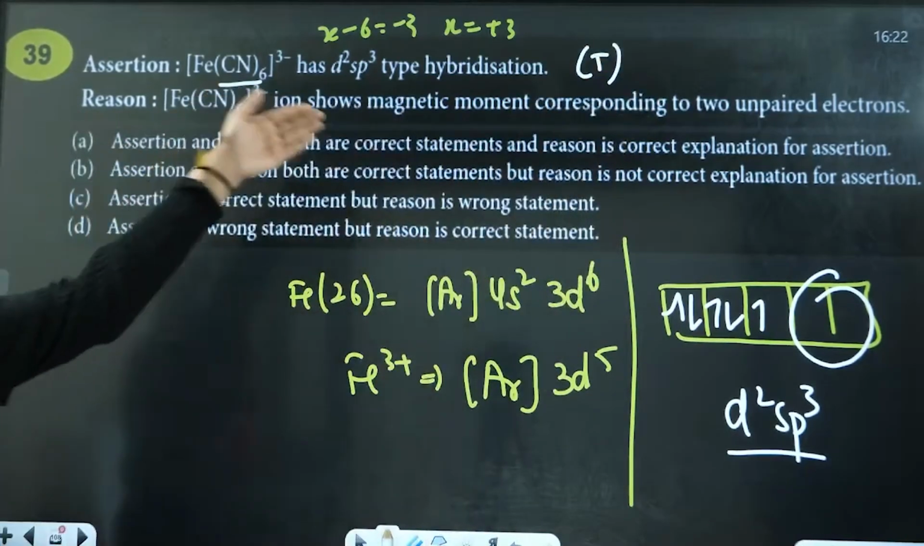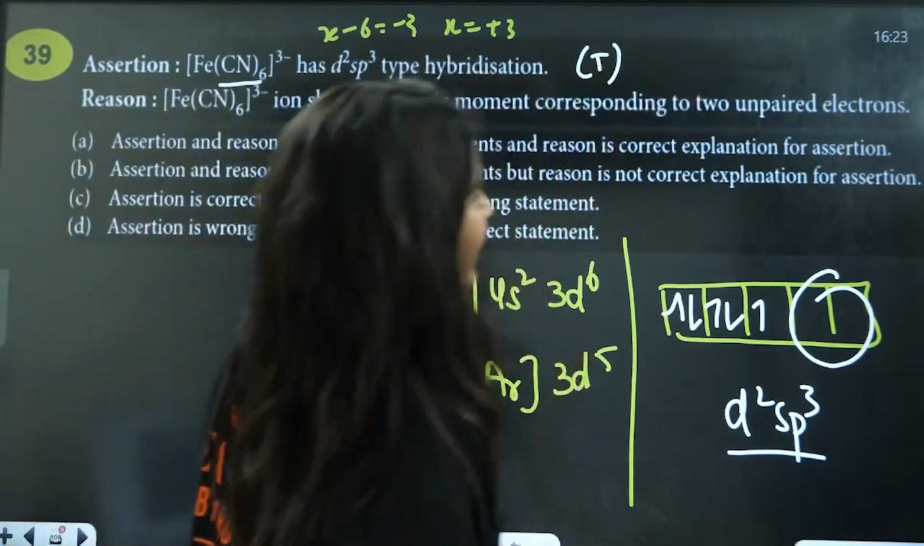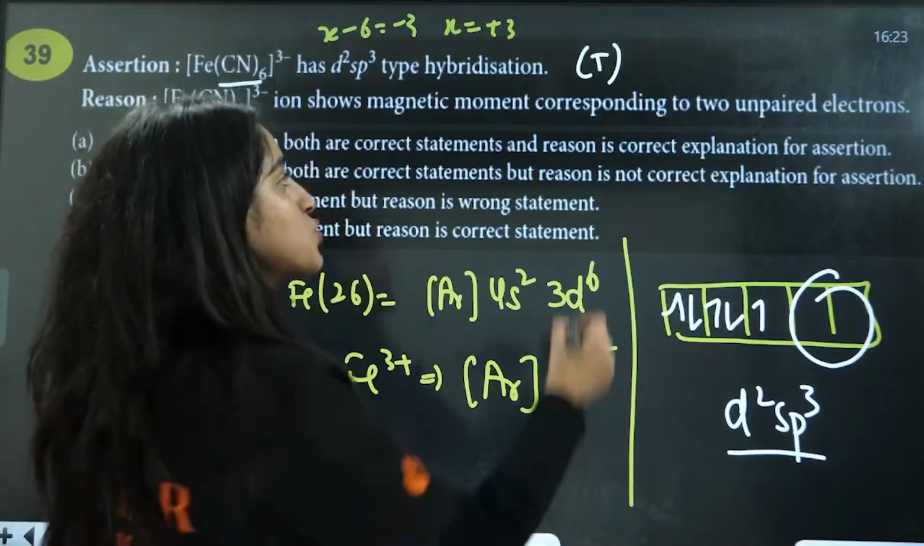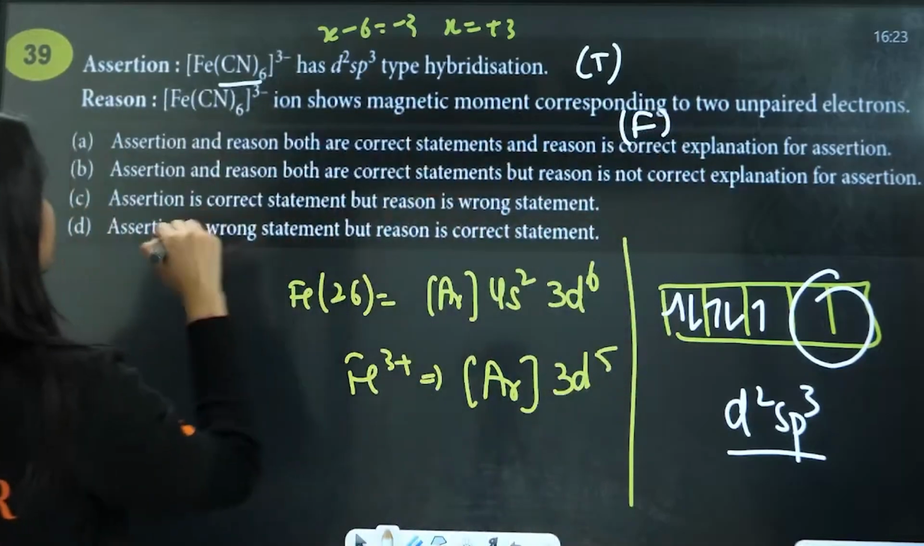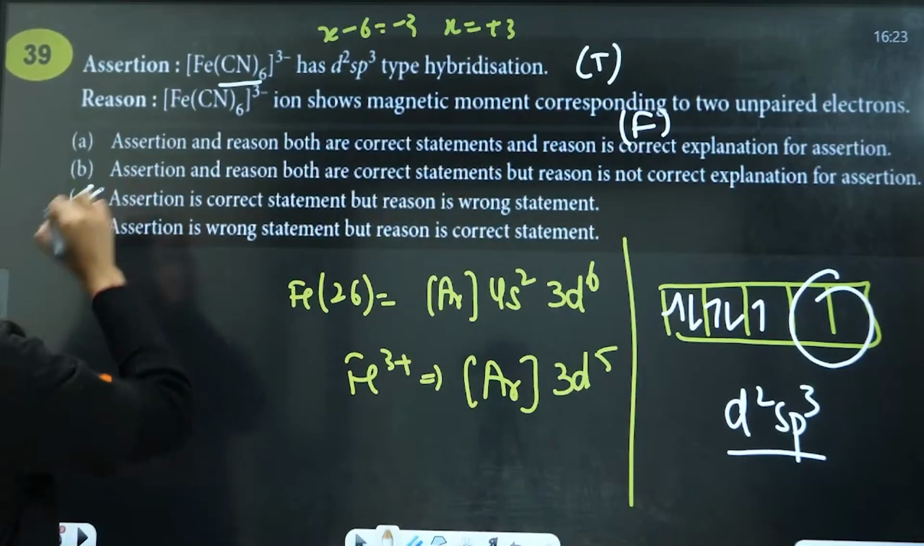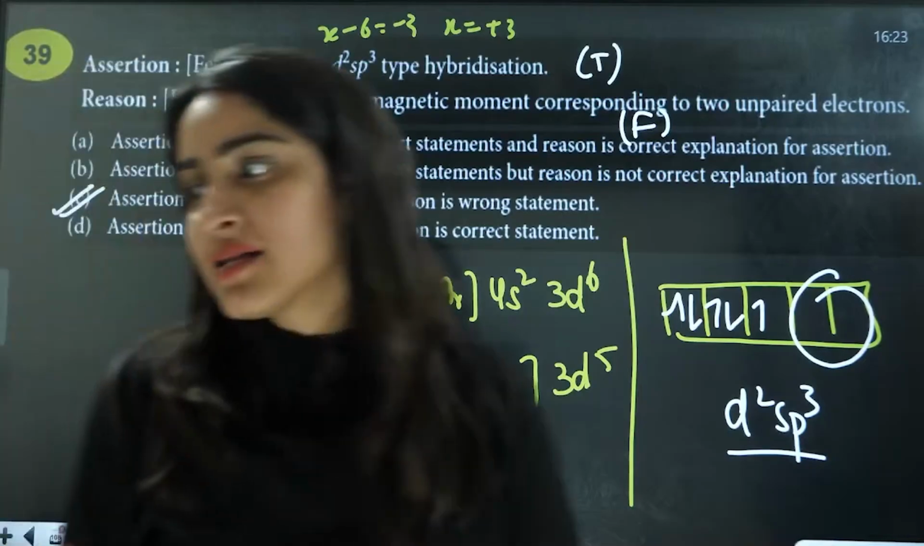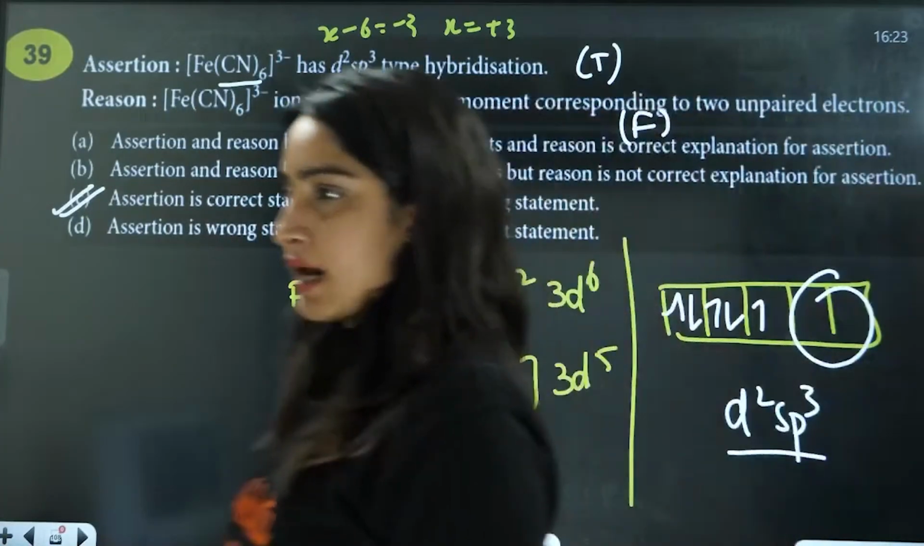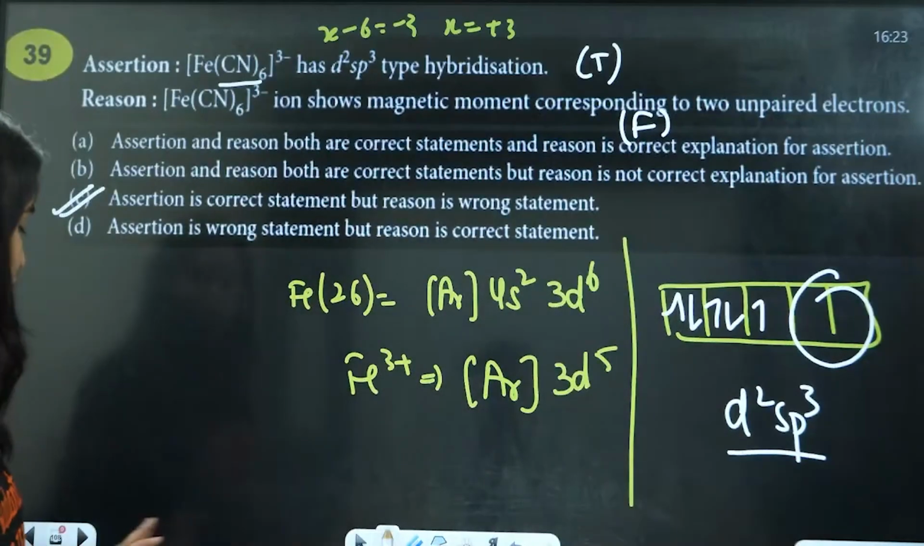Next is, this shows magnetic moment corresponding to 2 electrons. No, it has just 1 unpaired electron. So this is going to be a false statement here. So the answer here will be C is the correct answer. Okay. Very good, very good. The answer here is going to be C is the correct answer here. Yes, everyone. Perfect.